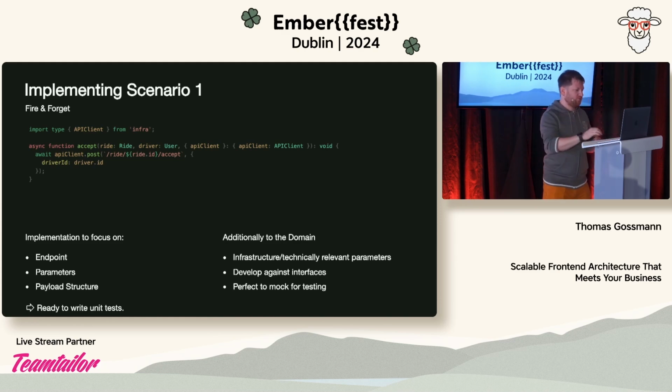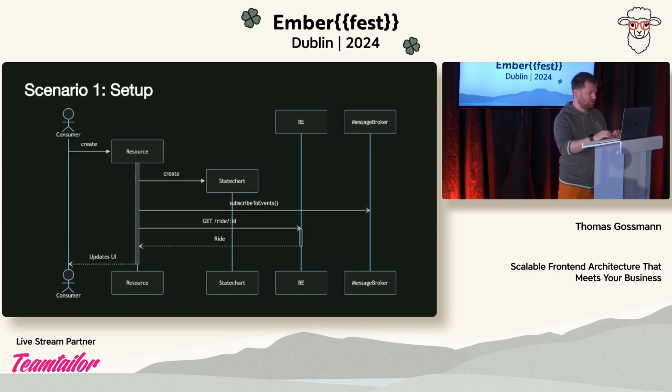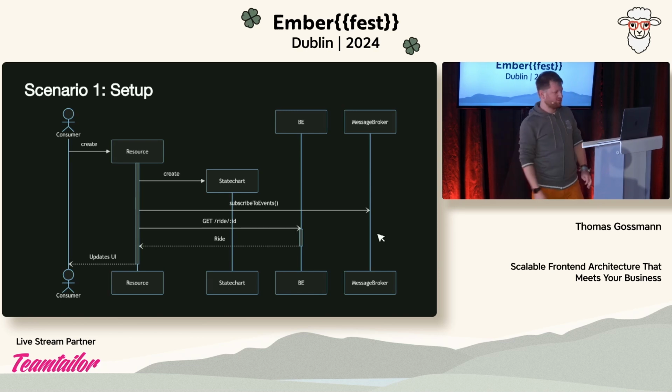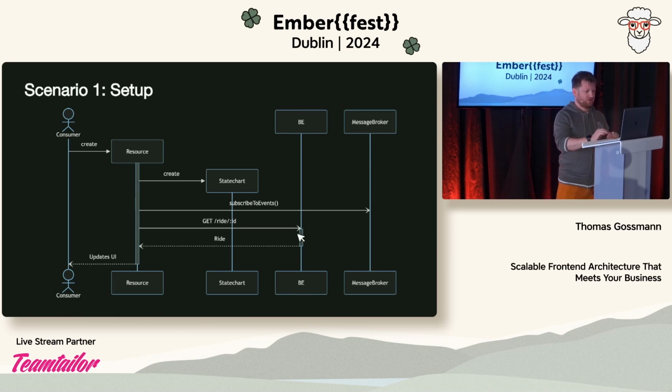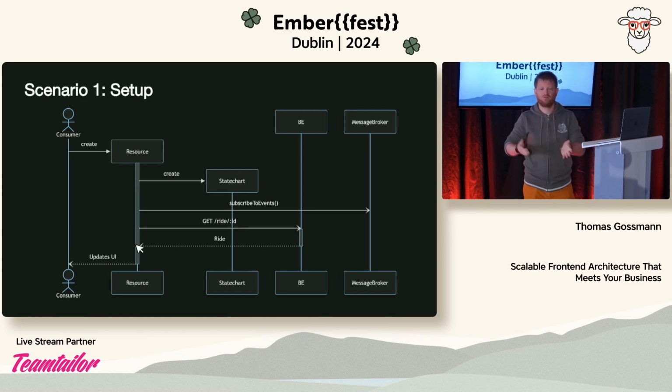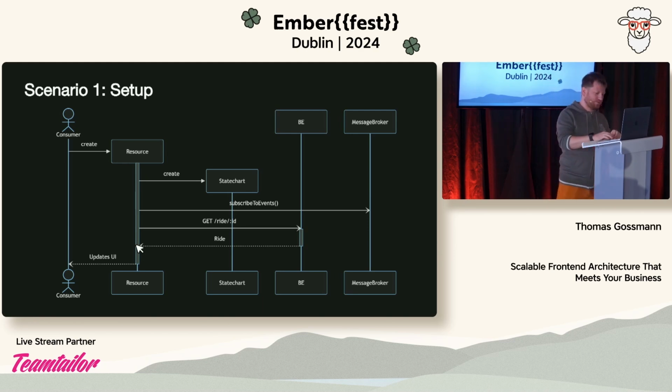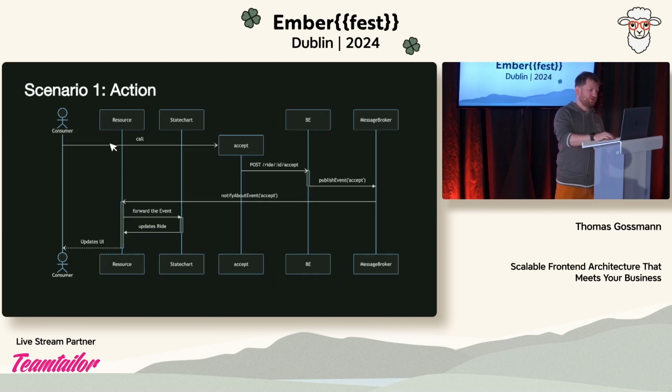But to explain what I think is happening, I may get an example here. So at first is a setup of this. So we create a resource that will encapsulate all communication to the backend. We will have a state chart for the deterministic application behavior. We subscribe to the message broker, hey, give me all the events that are happening on this write. And then we also fetch the write itself. This will be stored in a track property on the resource itself, so whenever we update, it's also reflected on the UI.